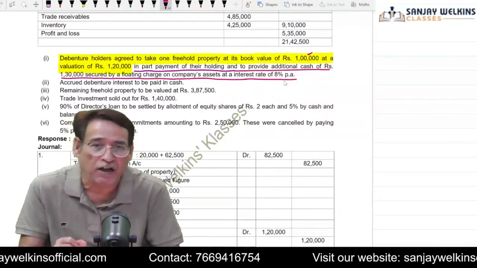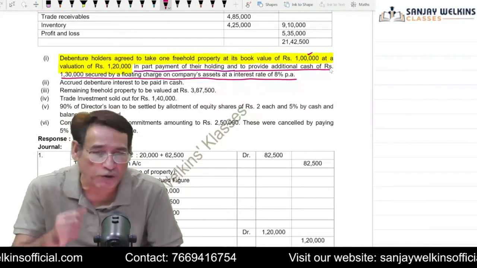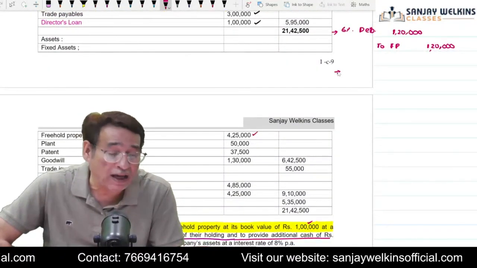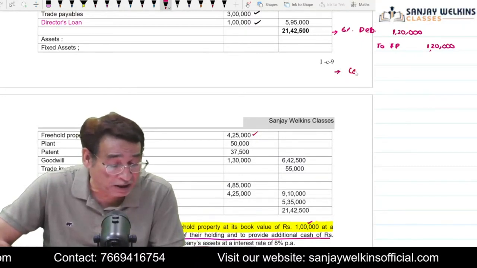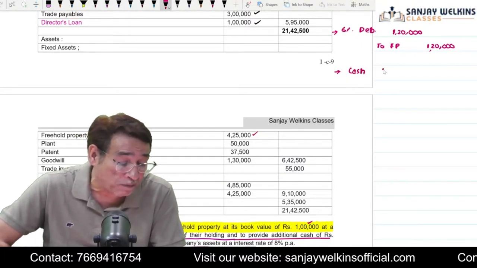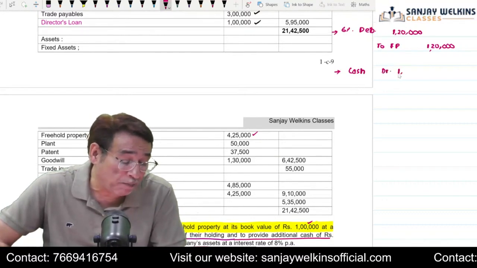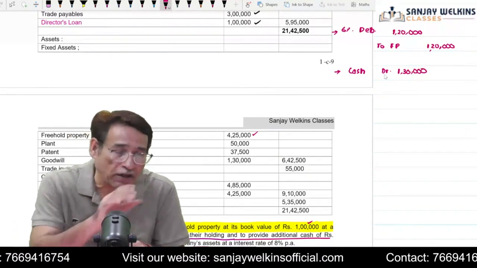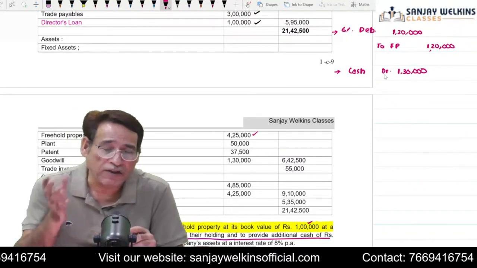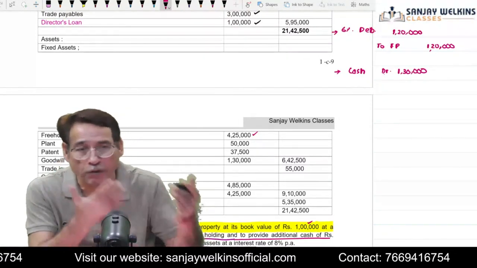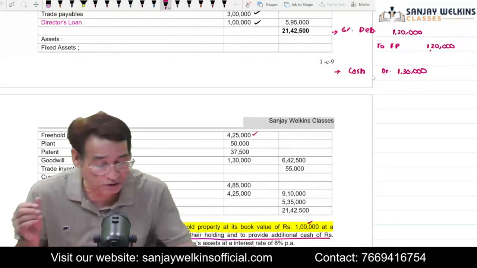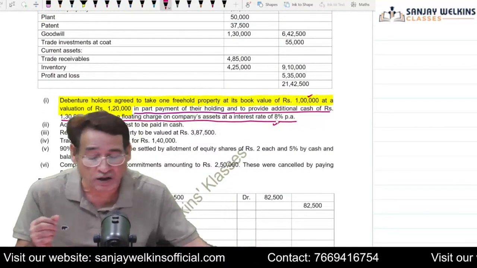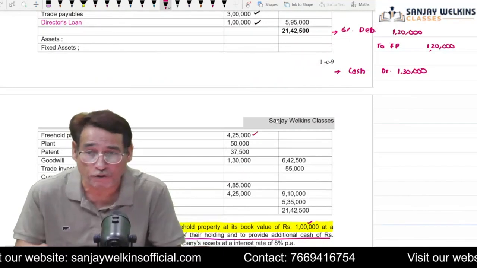Debenture holders have agreed to give us additional cash. Now let me know of this from you first. What should be the entry? Debenture holders have agreed to give us some additional cash. So obviously I'm going to debit cash. Now you simply tell me, what account should I credit? I'm receiving cash. Debenture holders have agreed to provide us additional cash. Of course, this additional cash which they are providing us is in the form of a loan, and the interest is at the rate of 8%. Now you let me know the entry regarding this.